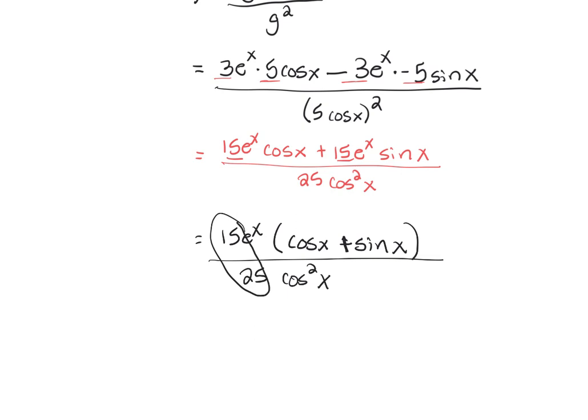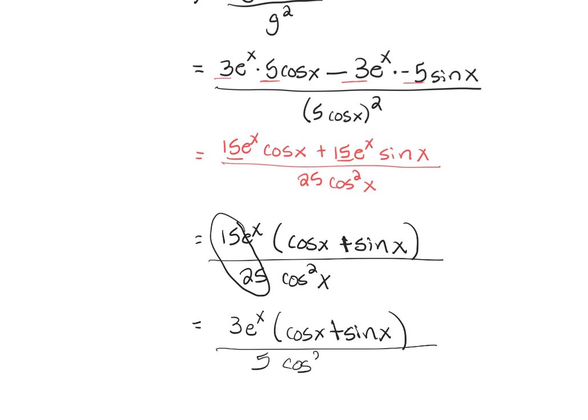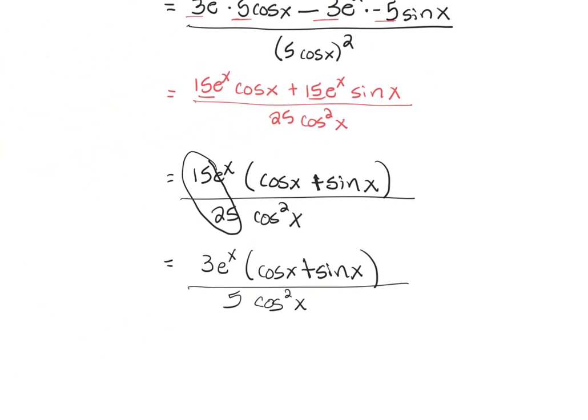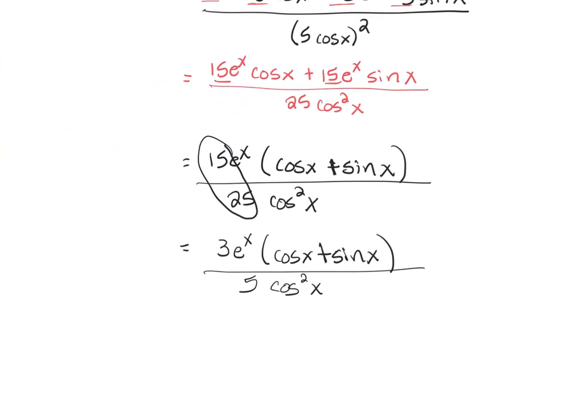And you can simplify those coefficients, divide them both by 5. So 3e to the x times cosine x plus sine x, over 5 cosine squared x. And that is, whoopsies, that is the final answer right there.